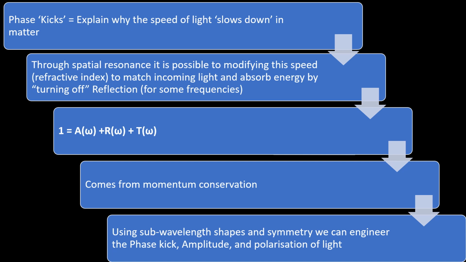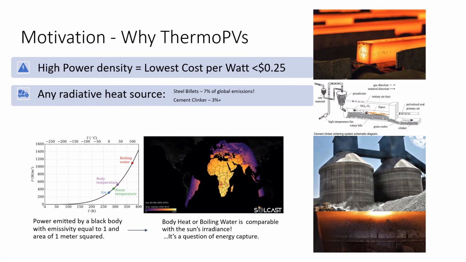This comes from conserving momentum, and using subwavelength shapes and symmetry, we can engineer the phase kick, amplitude, and polarization of light to do as we please. So why do we want to engineer light waves for absorption?